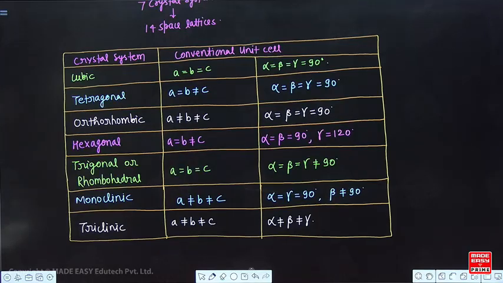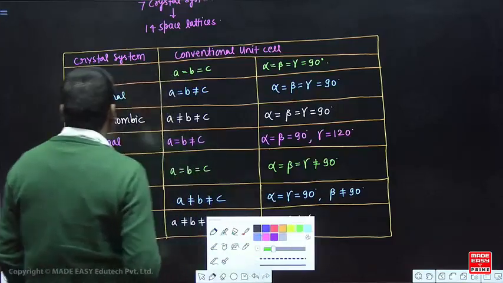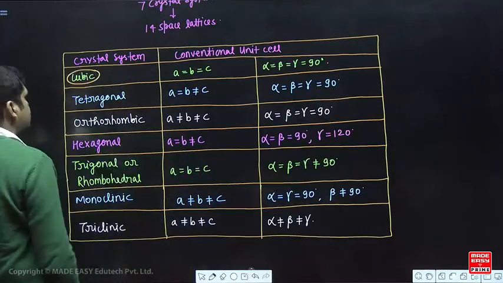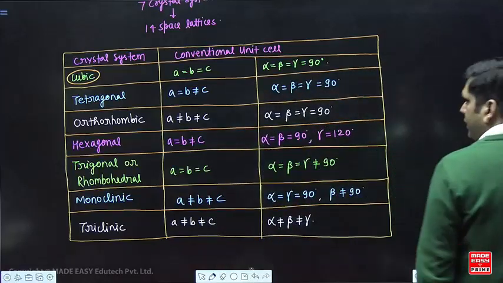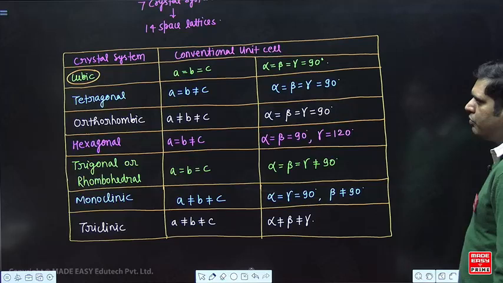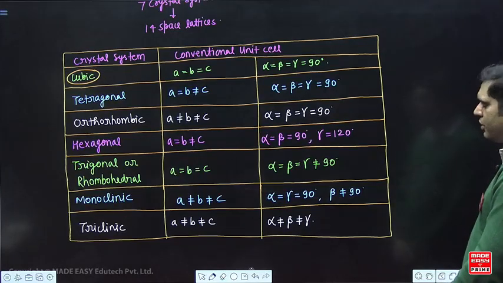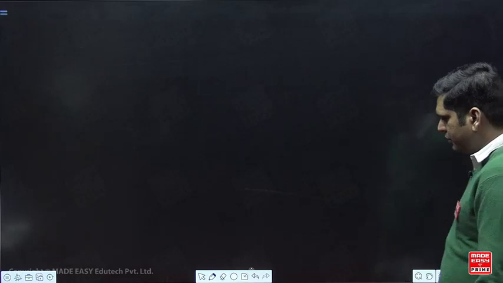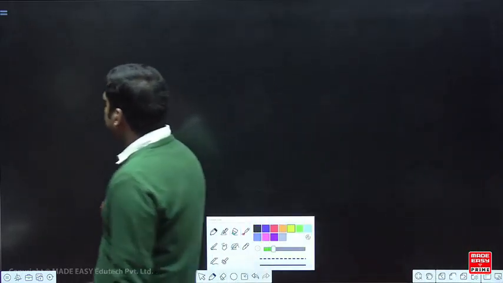Out of these 7 crystal systems, we are mainly interested in cubic one. So let us try to understand the cubic crystal system. I know in cubic A is equal to B is equal to C, alpha, beta, gamma 90 degree. Shape of the unit cell is cubic. So cubic crystal structure. Next heading.